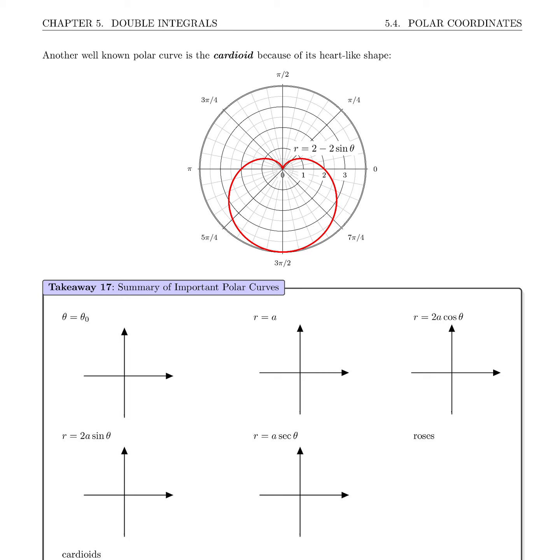In this video, we're going to take a look at one last polar curve, and then we'll do takeaway 17, the summary of the important polar curves that we've seen. So the last polar curve that I want to show you is called the cardioid because of its heart-like shape.